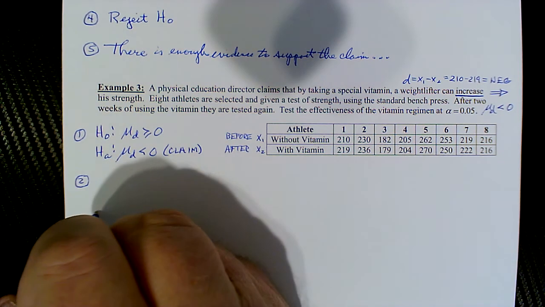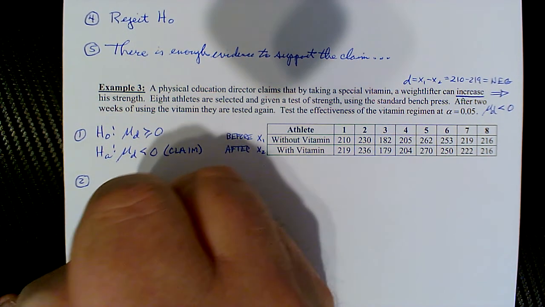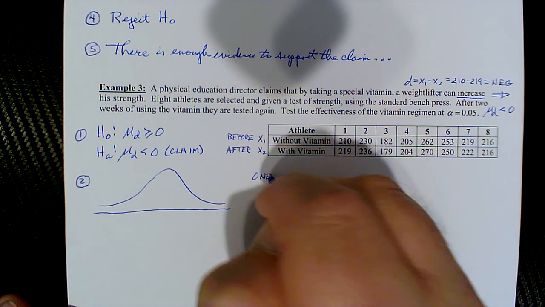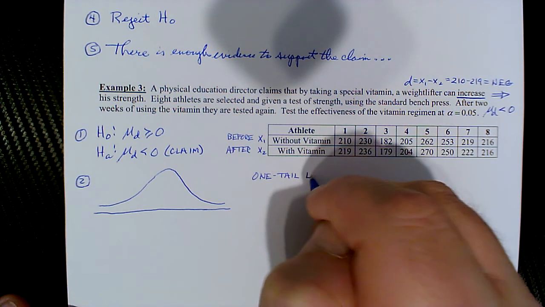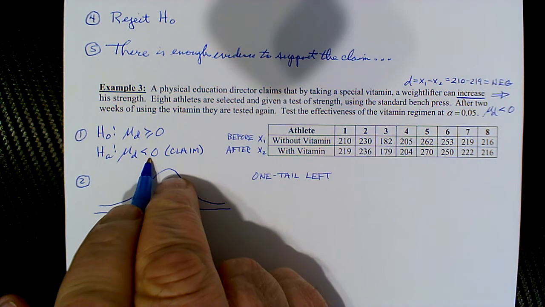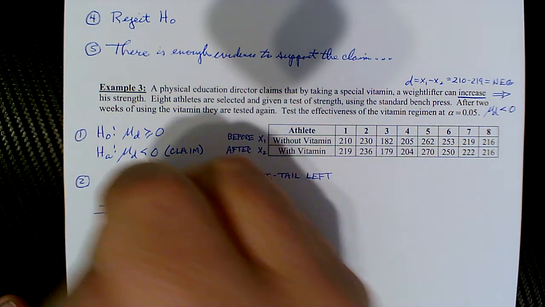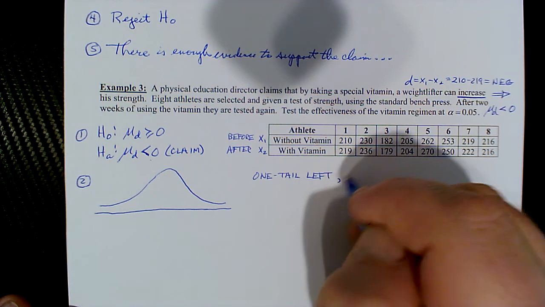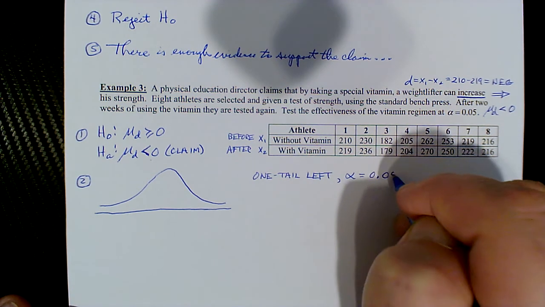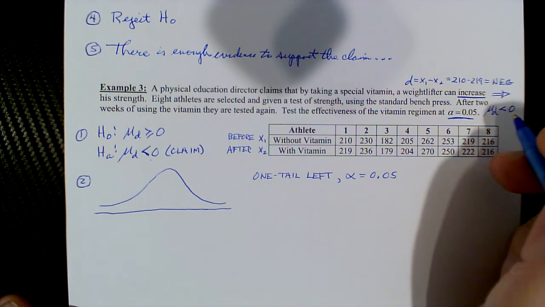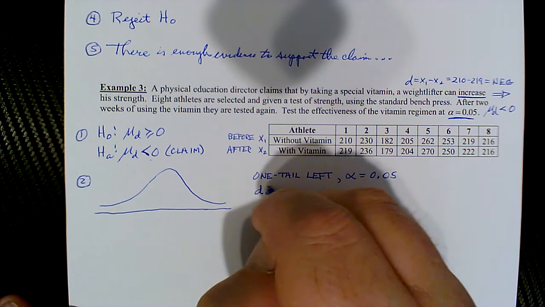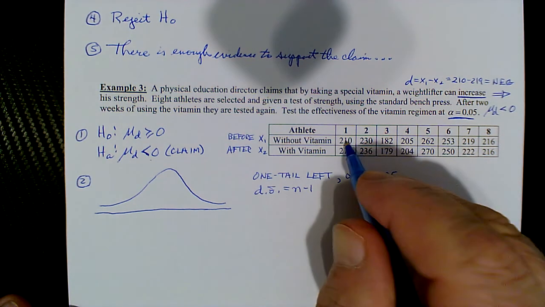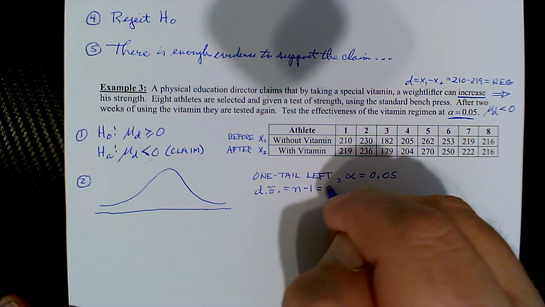critical value. Draw the distribution. Note that it's a one-tailed left test, because of the inequality in HA, it's less than, so it's left. The value of alpha was given to be 0.05, that's right here. We need to know the degrees of freedom. N minus 1, remember n is the number of data pairs. There's 8 of them. So 8 minus 1 is 7.